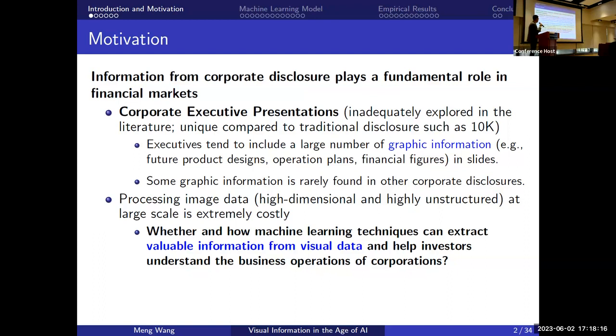So the challenge in this project is that processing image data at large scale is extremely costly. Like in this project, we have about 1.5 million pictures, and those image data are very high dimensional and highly unstructured, which are typical characteristics of alternative data. The question that we would like to ask in this paper is whether and how we can use machine learning to help extract the valuable information from those visual data and help make investment decisions. So that will be the first question that we want to answer.